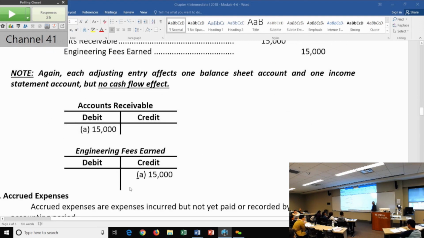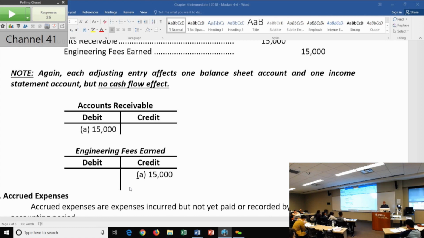Questions on the accrued revenue. So an accrued revenue will always be a receivable and revenue. It's either accounts receivable, credit fees earned. It could be interest receivable, credit interest income. Right? So always a receivable and a revenue.